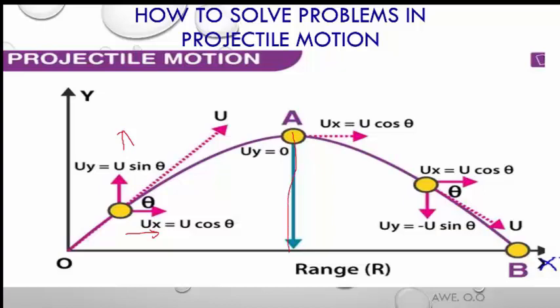Then our maximum height will be from this point down to the initial takeoff point. Then our range will be from this point to this very point. That's what will be our range. But this range is simply the distance on the horizontal axis.